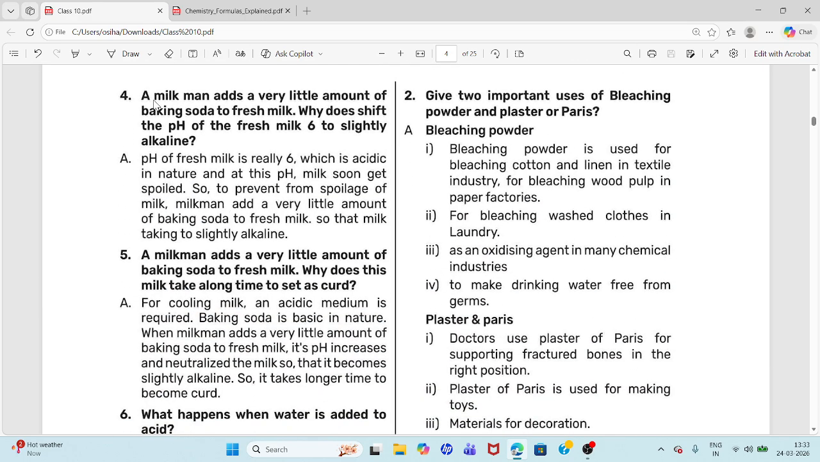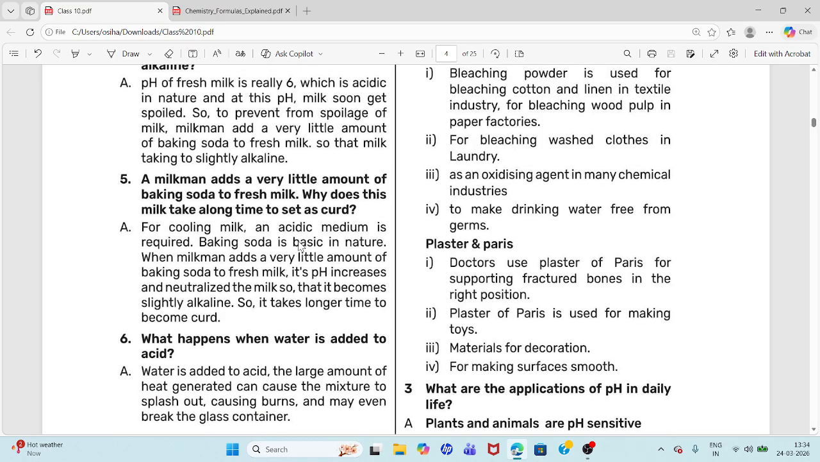Fourth question: a milkman adds a very little amount of baking soda to fresh milk. Why does he shift the pH of the fresh milk from 6 to slightly alkaline? Answer: the pH of fresh milk is really 6, which is acidic in nature, and at this pH milk soon gets spoiled. So to prevent spoilage of milk, the milkman adds a very little amount of baking soda to fresh milk so that the milk turns slightly alkaline.